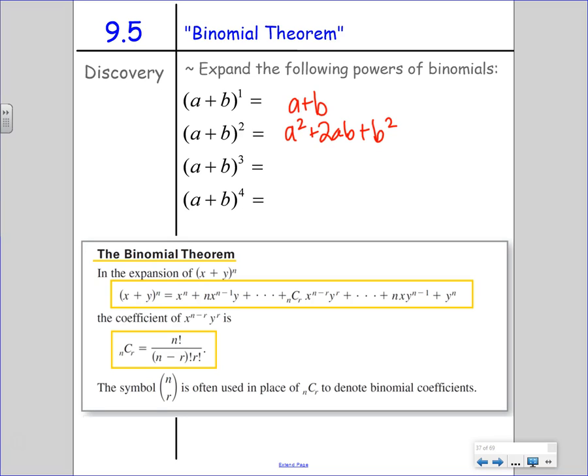Okay, how do we do a plus b cubed? Pause. How would you have to solve it if I asked you to actually solve for it? Write it. How would you solve it if I asked you to solve for it? 3 times. 1, 2, 3. FOIL the first 2. Take this guy and multiply him by another a plus b using polynomial multiplication. Distribute, distribute, distribute, and then combine.